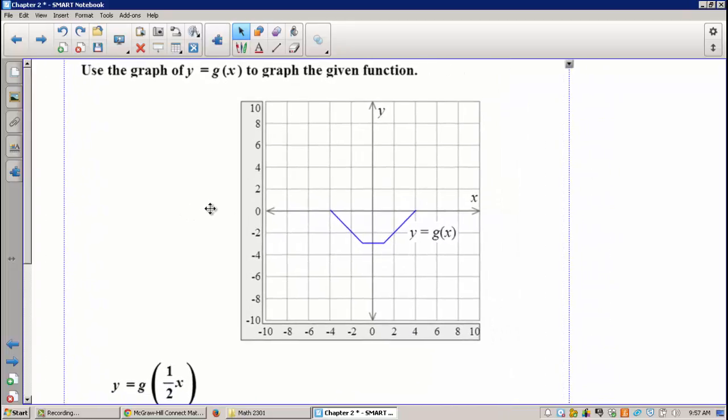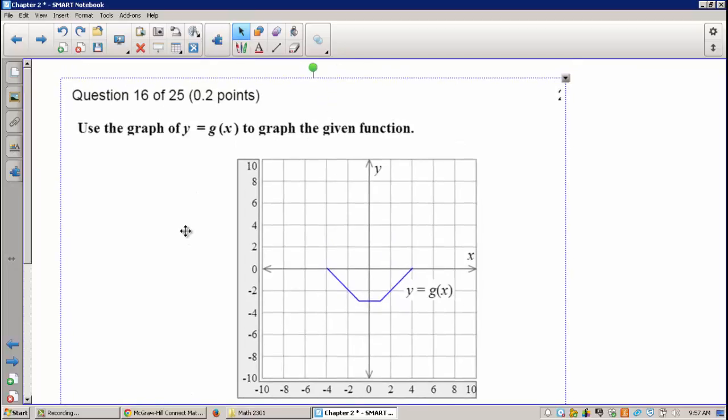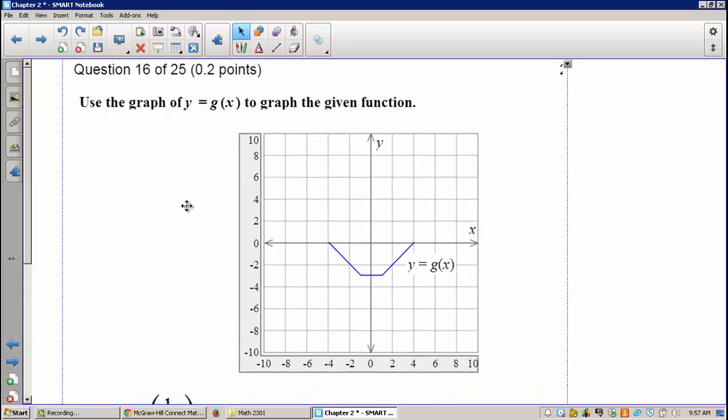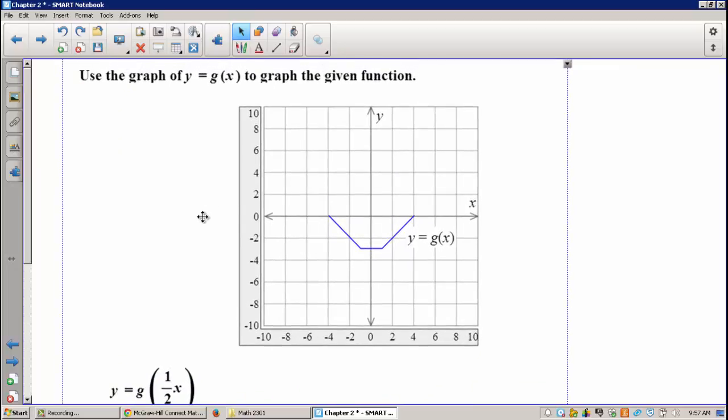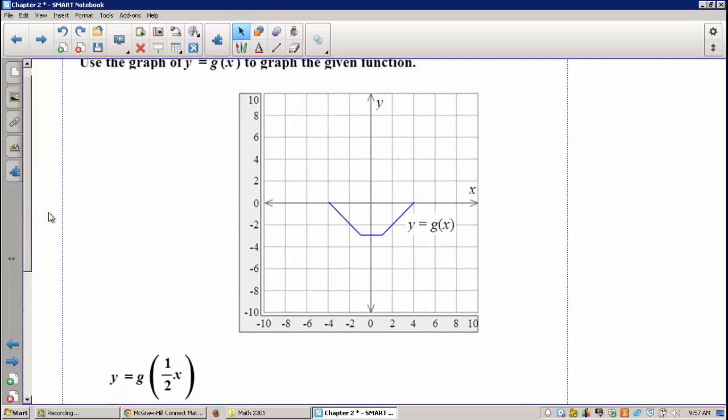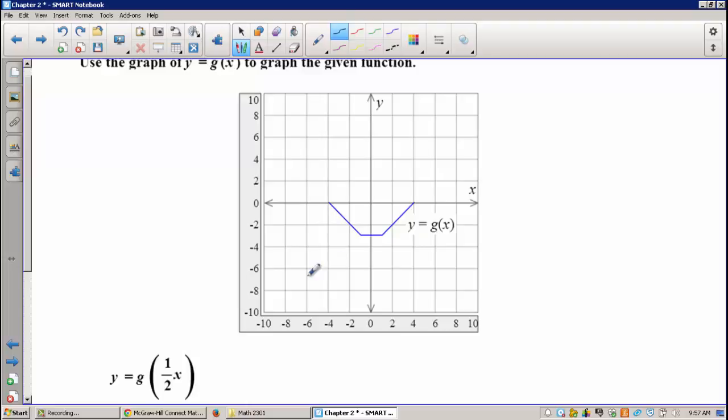Okay, now you can see all in one graph. This is question 16. You are given a sketch of a function. We don't know the equation. What you need to make is a transformation of this picture.